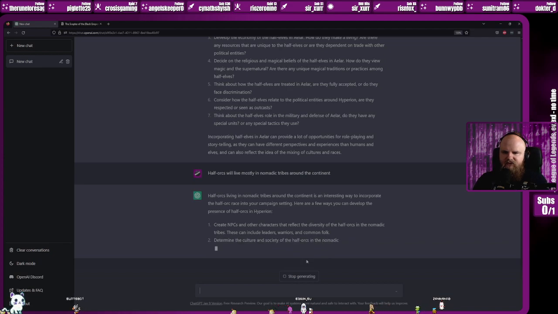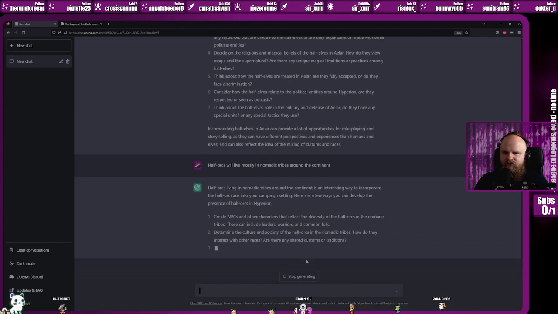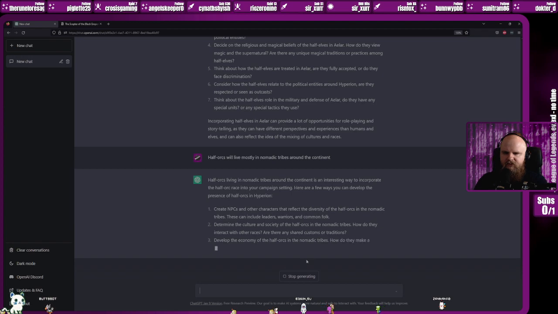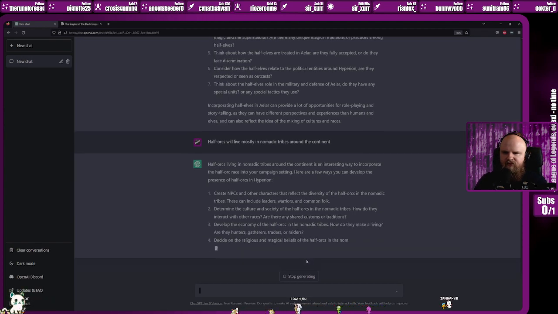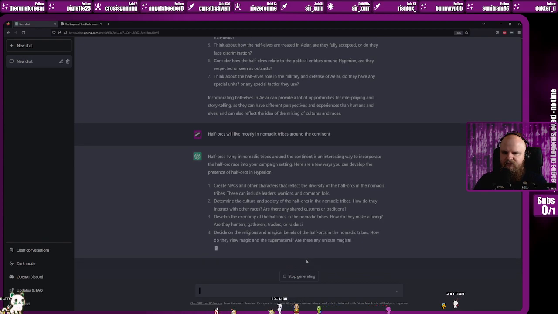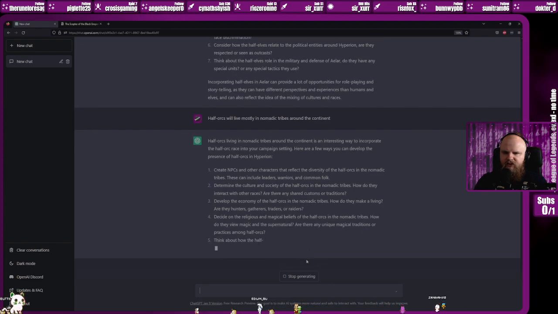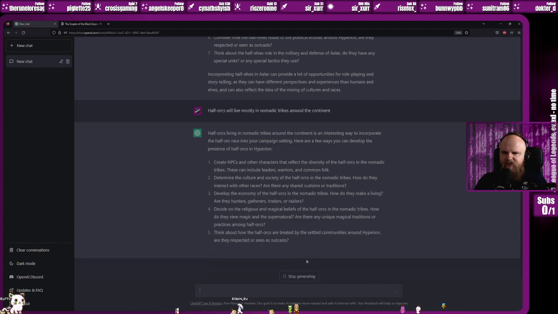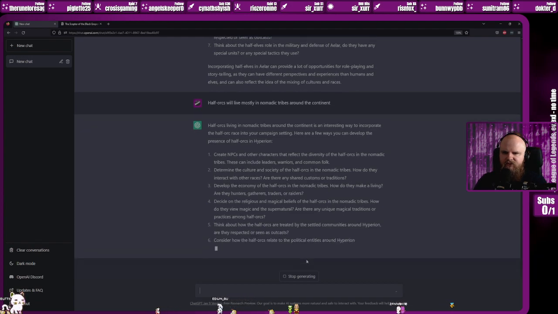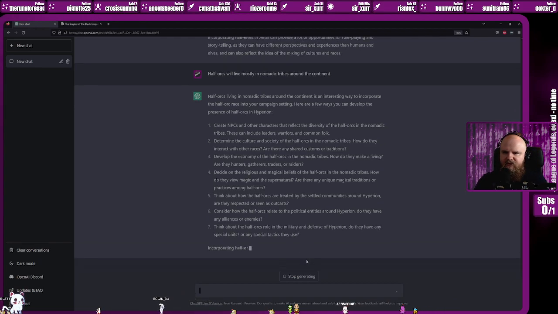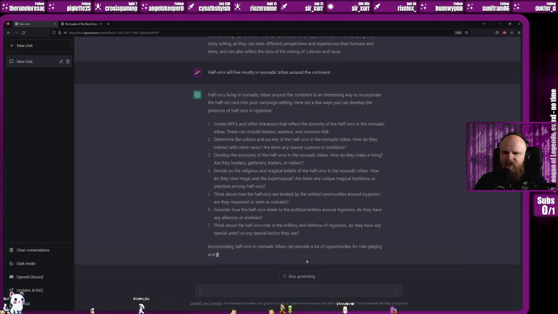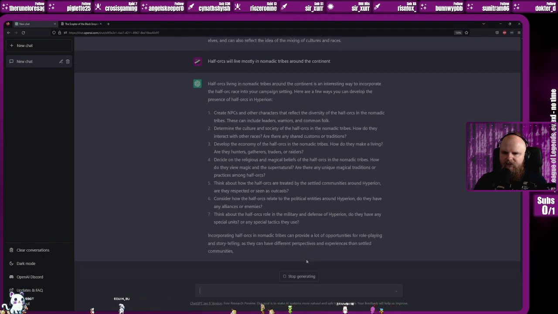Great NPCs. Diversity of half-orcs in the nomadic tribes. Culture and society. How do they interact with other races? Economy. Hunters, gatherers, traders, or raiders? Religions. How the half-orcs are treated by the settled communities around Hyperion, are they respected or seen as outcasts?